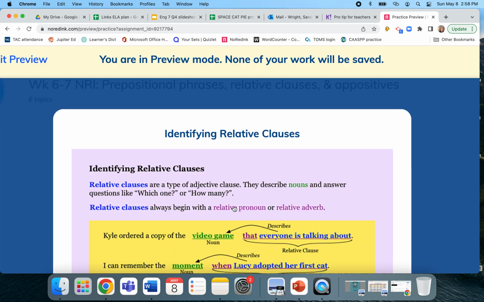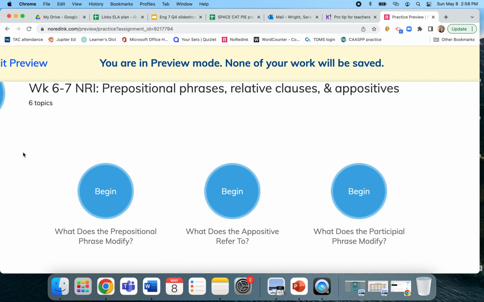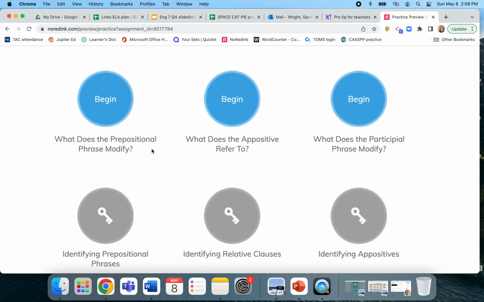Okay? So hopefully that'll help you. You're just identifying the relative clauses. So should be good to go. Hope this helps you.